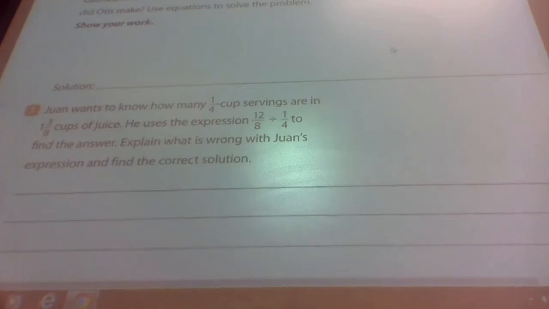Number 5. Juan wants to know how many 1/4 cup servings are in 1 3/8 cups of juice. He uses the expression 12/8 divided by 1/4. What's wrong with this expression? Okay. What's wrong with it? I need to hear from them. He did 12 over 8, and 1 3/8 cannot go to 12/8.